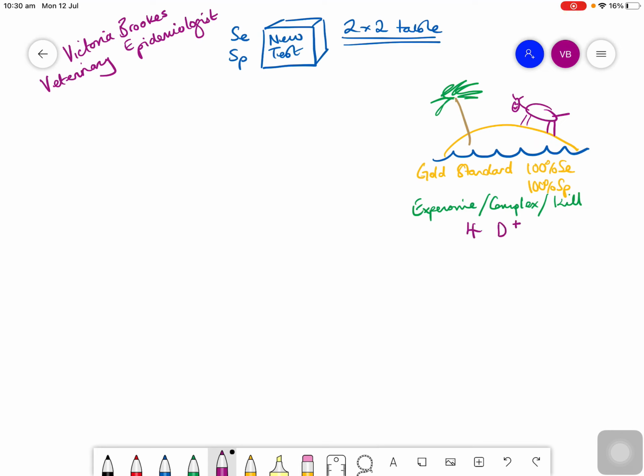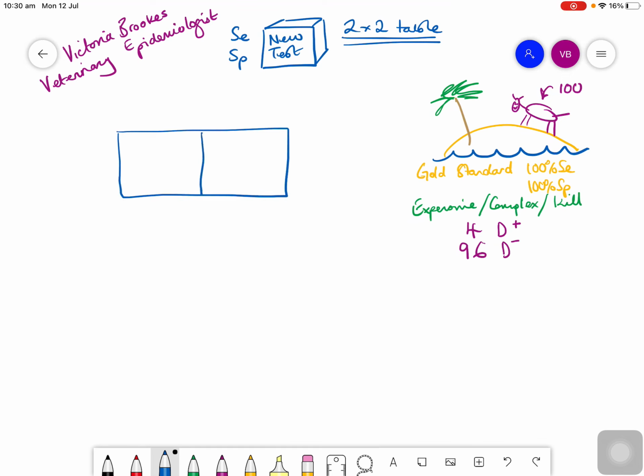However, we've used our gold standard on this population, and we found that 4 of our animals, our purple animals, are disease positive, and the other 96, so there's 100 animals that we've tested on this island, the other 96 are disease negative. So let's set up a 2x2 table over here. So that's 2 columns and 2 rows. So our columns are the true status of our animals. So this column is all our disease positive animals, and this column is all our disease negative animals. And we know that there are 4 animals in total in the disease positive column, and there are 96 in total in the disease negative column.